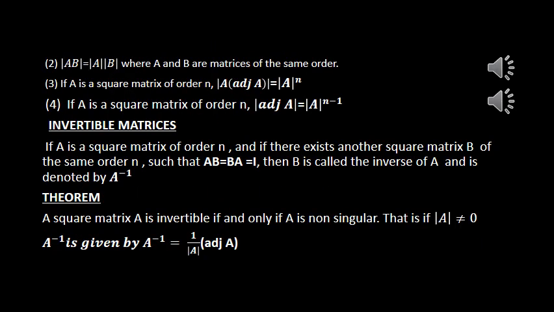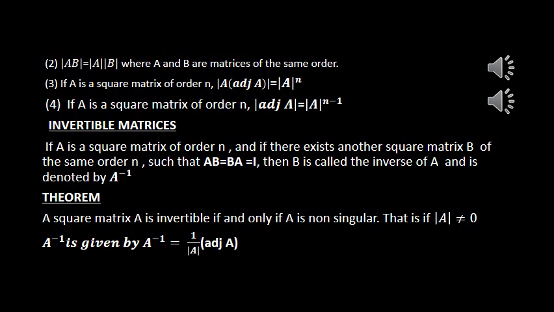See the next theorem. The determinant of the product of two matrices is equal to the product of their individual determinants. So determinant of AB equals determinant A into determinant B, where A and B are matrices of the same order. Then the next two results, very important results.